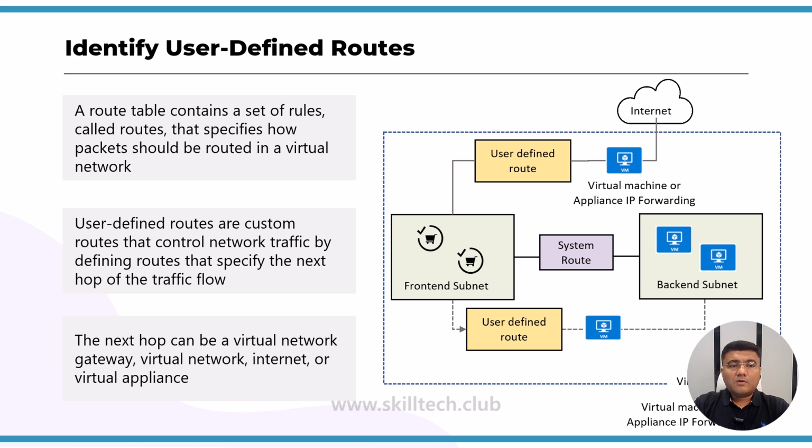Now, user-defined routes are custom routes that control network traffic by defining routes that specify the next hop of the traffic flow. And obviously, this is going to establish a direct connection from those virtual appliances and the network. The next hop can be a virtual network, a virtual network gateway, the internet, or any other virtual appliance associated on the Azure cloud or outside.